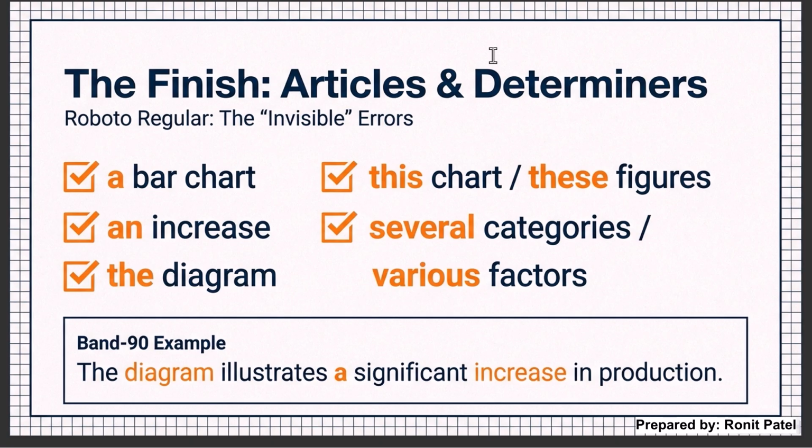You can use a or an when you are not talking about something specific. If you are talking about something specific, use the. And if you are pointing towards something, then you can use this or these. A band 90 example is provided below. The diagram illustrates a significant increase in production. Why is this excellent? Because it consists of two articles. First is the, another is a, and a strong verb and adjective combo.